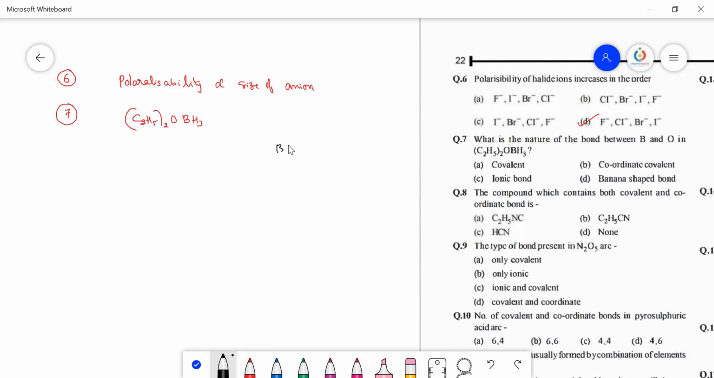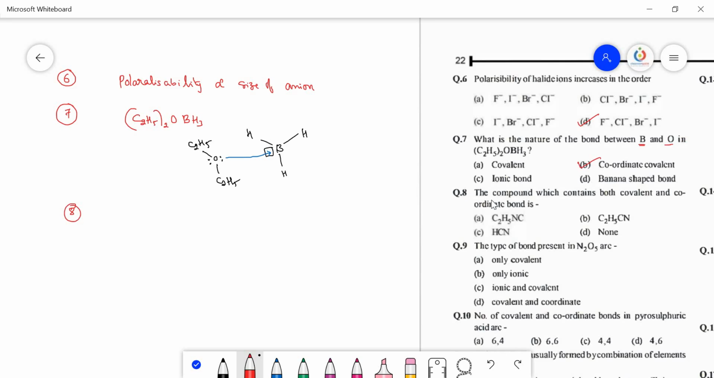I'll write here. Boron is connected to the 3 hydrogens, and boron is having one empty orbital, and this is the diethyl ether, C2H5 oxygen C2H5. Oxygen is having 2 lone pairs of electrons. So oxygen donates one of its lone pairs to the empty orbital of the boron, so that it can develop the coordinate covalent bond. Here they asked about the type of the bond between only oxygen and boron. So it is a coordinate covalent bond, hence option B is correct.